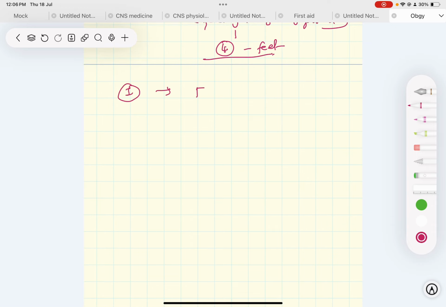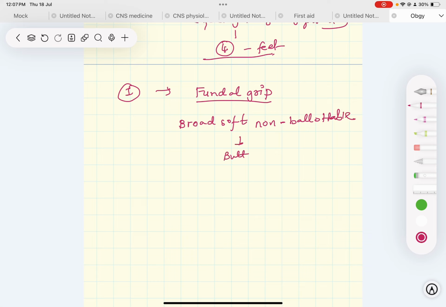Leopold 1 is also known as fundal grip. We have to see what part of the fetus is in the fundus. So mostly it is the broad, soft, non-ballotable part, and that is the buttocks.